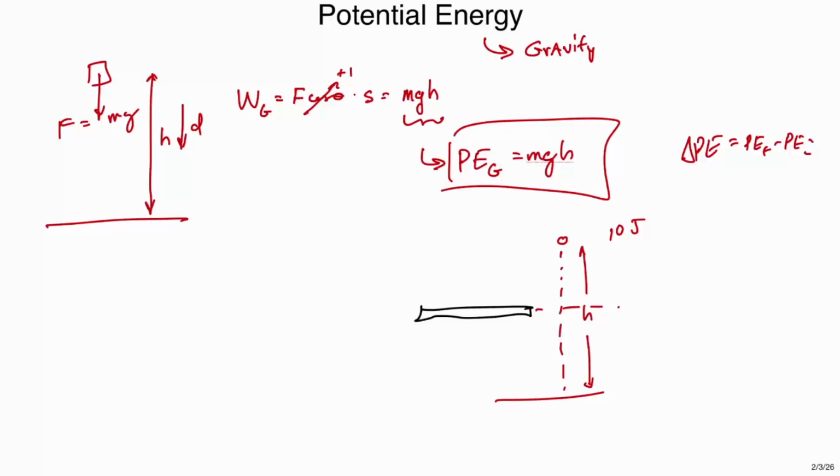Okay, so how much does it start with? 10. And if I let it fall and it gets to the floor, what's its energy down there? 0. Why is it 0? Yeah, the height down here is 0, right? So what's the change in potential energy? Well, the final is 0. The initial is 10. So what's the change in potential energy? Negative 10 joules.